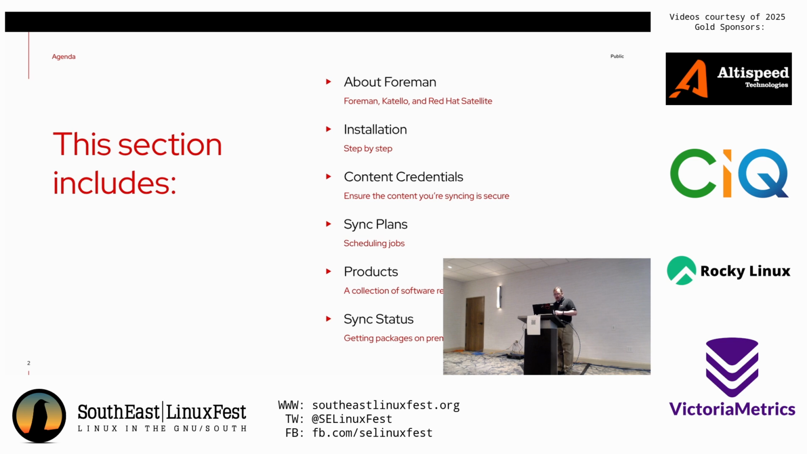Today, what we're going to be talking about is a little bit about Foreman, specifically Foreman and Katello, and how they relate to Red Hat Satellite Server. I'm going to go through the installation, because installing Foreman or Satellite is really important, and there are a million options that you can use. I'm going to show you the ones that I used, and explain why I did it the way that I did. We're going to talk about setting up content credentials, and sync plans so that you can mirror repositories off the internet. I'm going to talk about what a product is, and show you how to check your sync status.